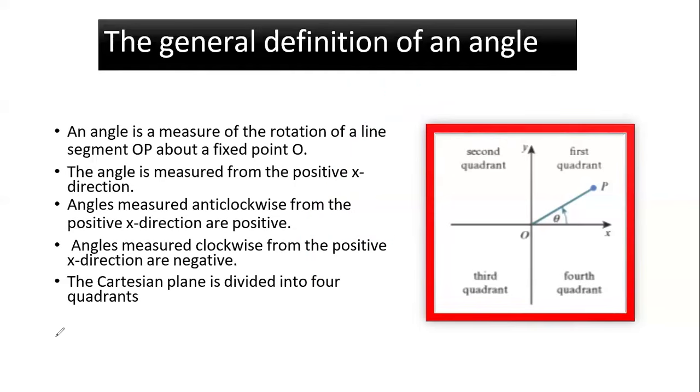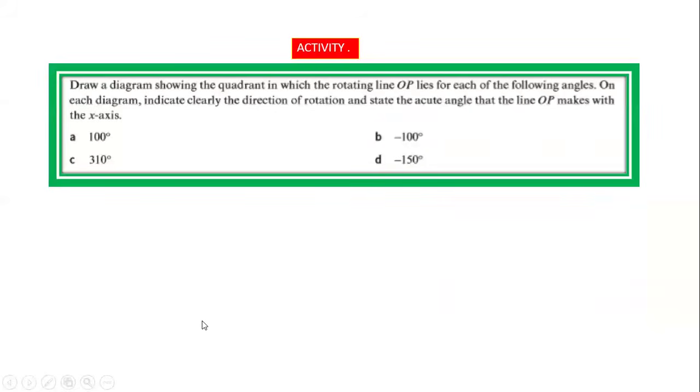Okay. So members, let's now continue. Now, this is where we are going to start. They have asked us to draw a diagram showing the quadrant in which the rotating line OP lies for each of the following angles. In each diagram, indicate clearly the direction of rotation and state the acute angle that that line makes with the x-axis. I'm going to start with A.